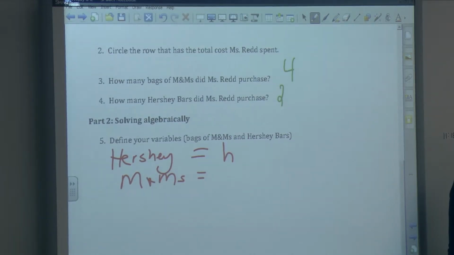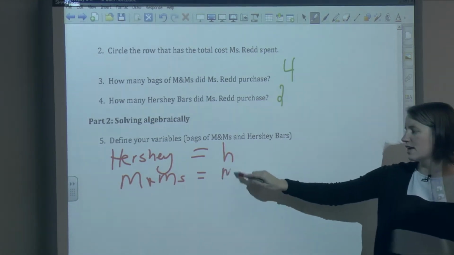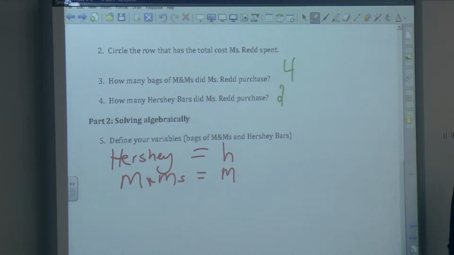Why would we use C? Because Colin. Kimmy, M. And Bridge, why should we just use M? Because it's easy. Because that's what M&M's start with.